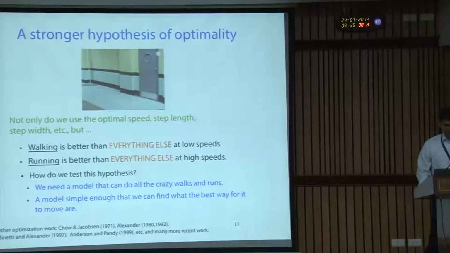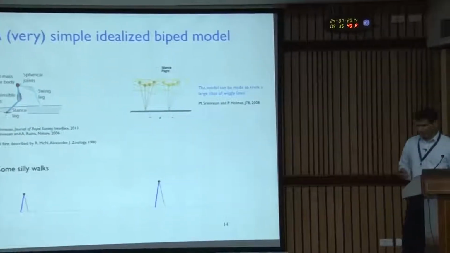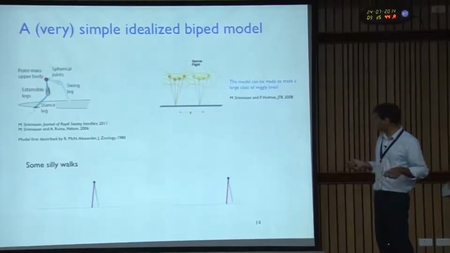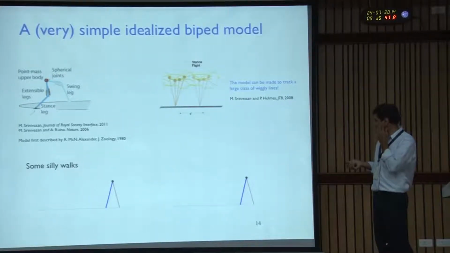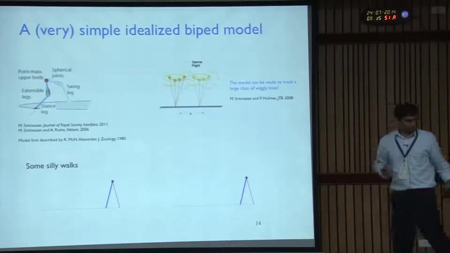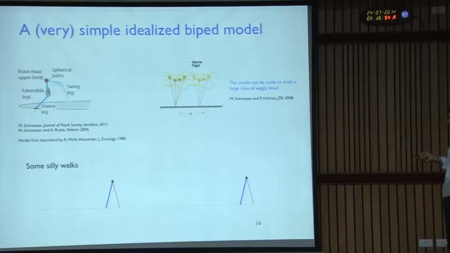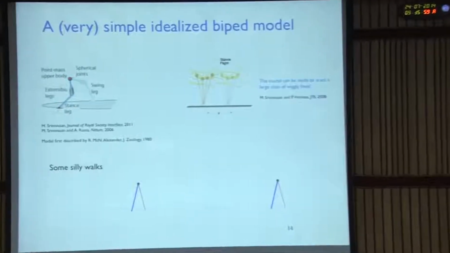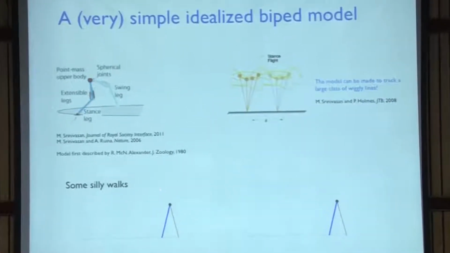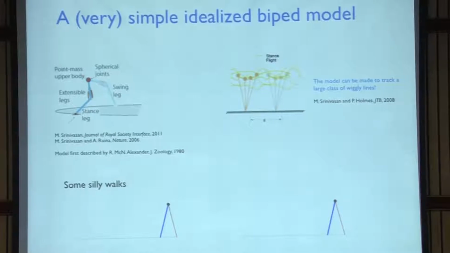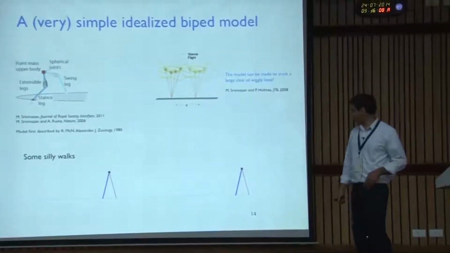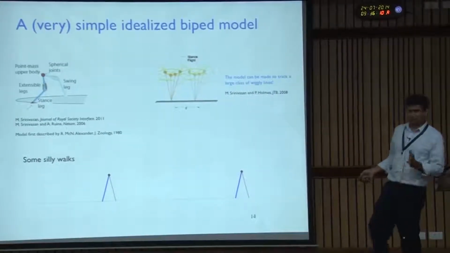So how do we test that hypothesis? We can't really make people do all possible things because it's a big space of possibilities. So what we do is use simple models or more complex models. This is a particularly simple model of a person with a point mass upper body and massless legs. All the legs can do is push on the upper body, apply force on the upper body, and lengthen or contract the leg length. And the swing leg can do whatever it wants.